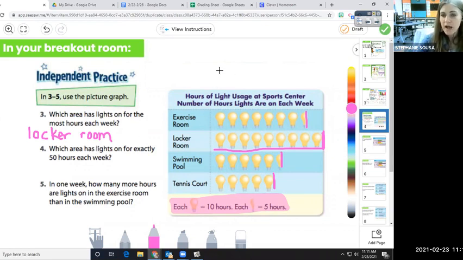Any questions on how I found that answer? Okay. Next up is question 4. Question 4 says, which area has lights on for exactly 50 hours each week?